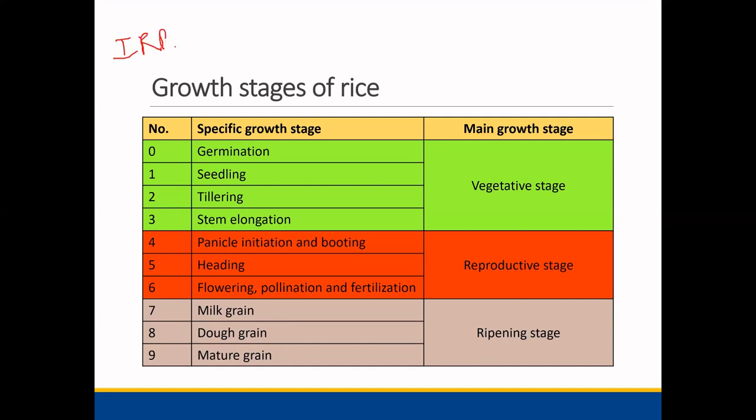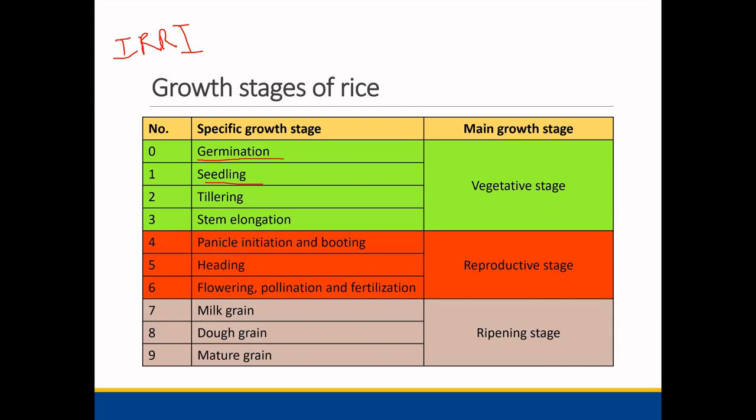That is starting at 0. Zero is the germination stage, and then number 1 is the seedling stage. Number 2 is the tillering stage, and then number 3 is the stem elongation stage. So 0 to 3 is the vegetative stage.